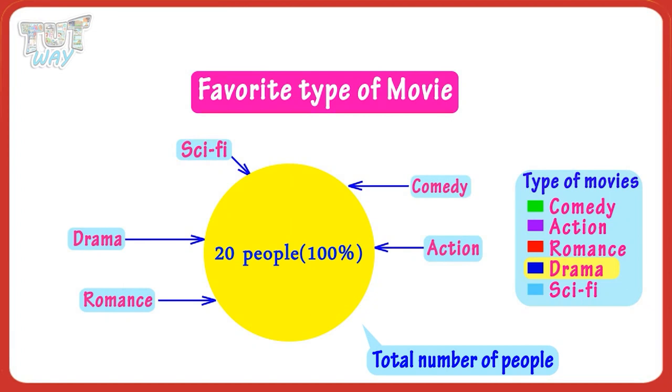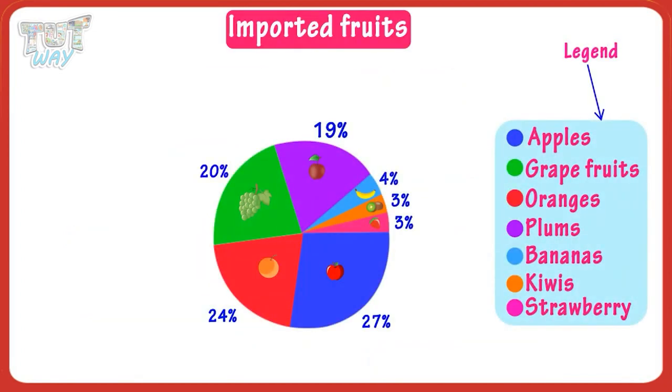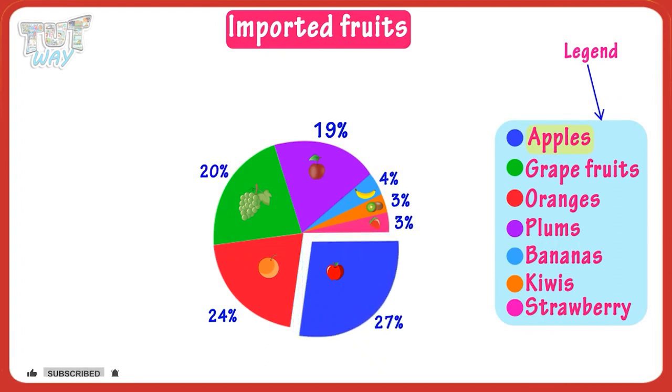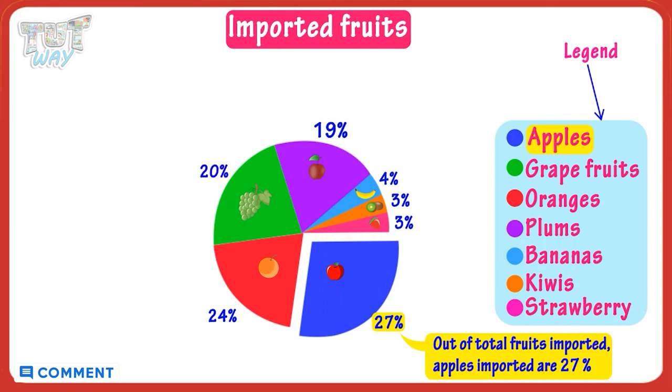Now let's learn another example. Here we have a pie chart. Let's read it. Here the title says, it is about the imported fruits. And according to labels, this portion shows percent of apples imported out of total fruits imported. The percentage of apples imported out of total fruits imported is 27%.